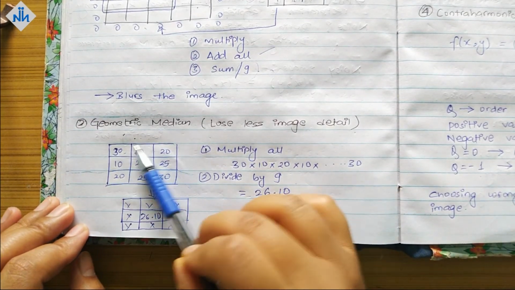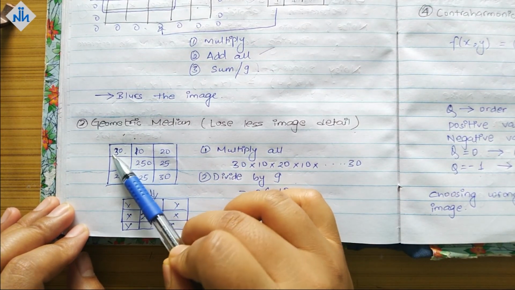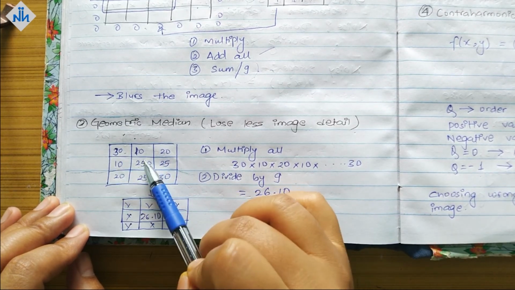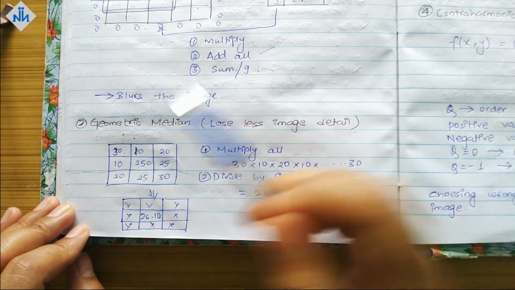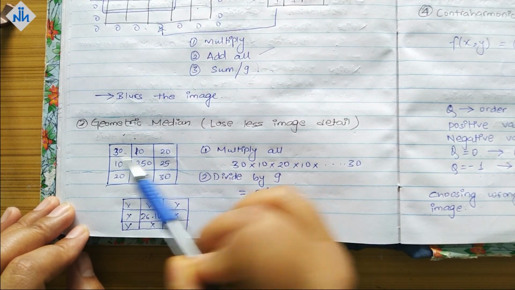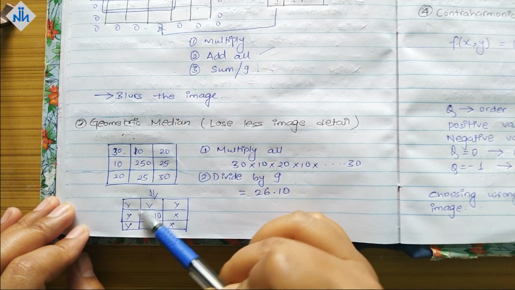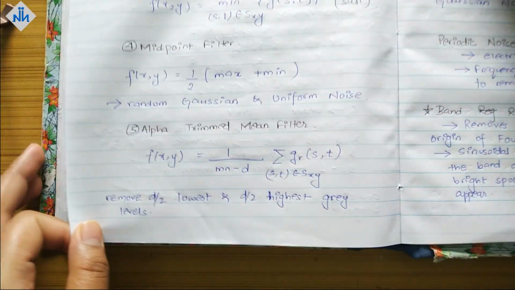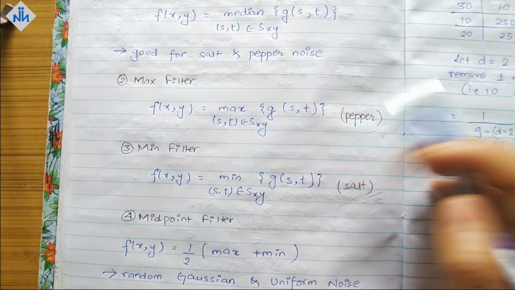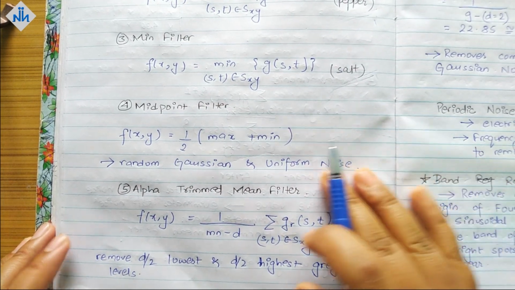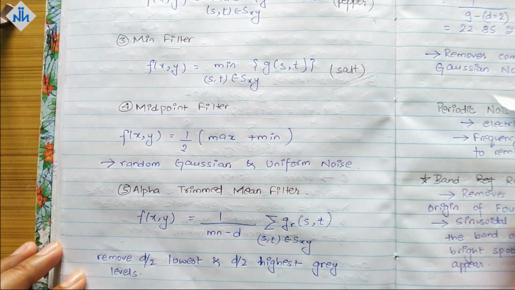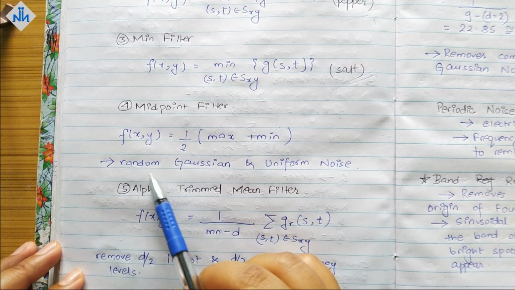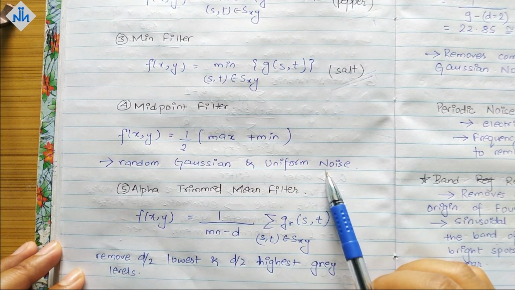If you are wondering what I mean by everyone, it means that if we have this, then we take the maximum of this for this value. If we have padding over here, we take this sub image, then the minimum of all that is the min filter, the maximum of all that is the max filter, and we put these values in their places. Then we have the midpoint filter, which takes the midpoint of max and min, and this removes random Gaussian and uniform noise.